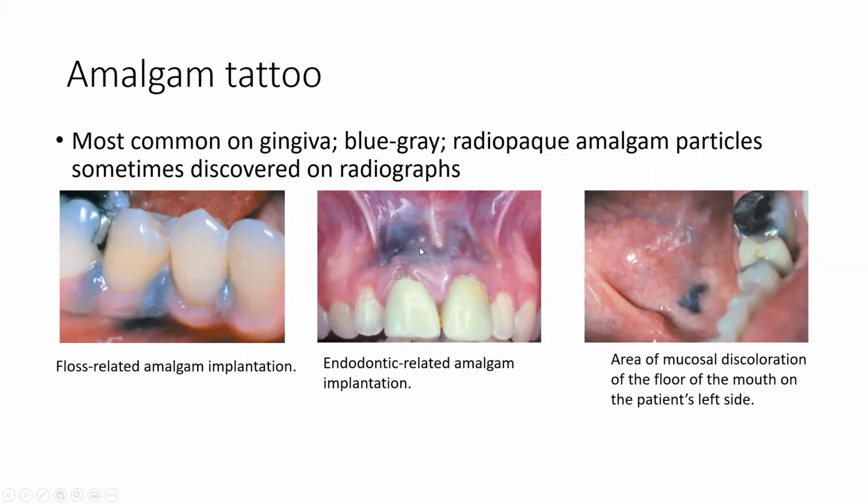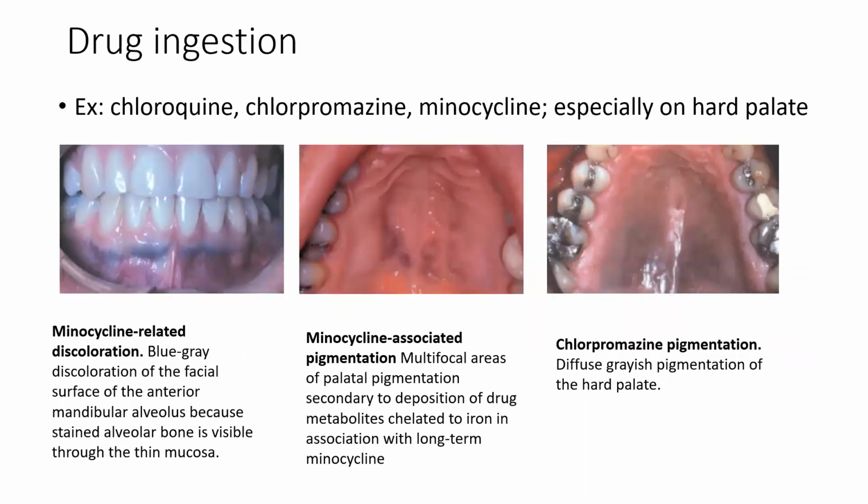And whenever we have endodontic related amalgam implantation, that is when we do retrograde filling using amalgam back in those days, that can also cause a black patch, like in this case. And this is another example of mucosal discoloration because the patient has an amalgam restoration here, and that's why we have amalgam tattoo in the floor of the mouth.